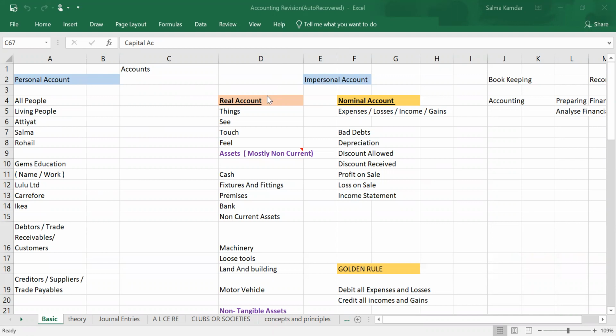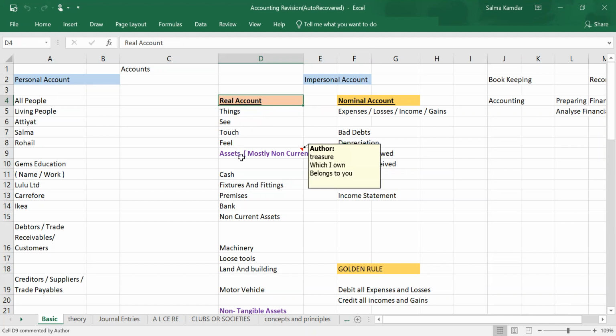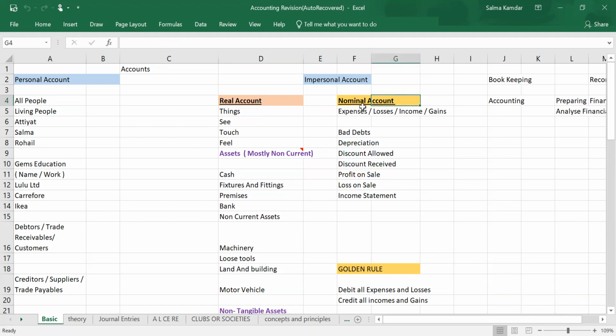In personal accounts, there is all living people, the names of the people: the debtors, the customers, the suppliers, and the creditors. And in impersonal accounts, there are two types: real account and nominal account. Real account is mostly non-current assets. The basic definition is things that you can see, you can feel, you can touch. For example, fixtures and fittings, premises, banks, buildings, cash and machinery as well.